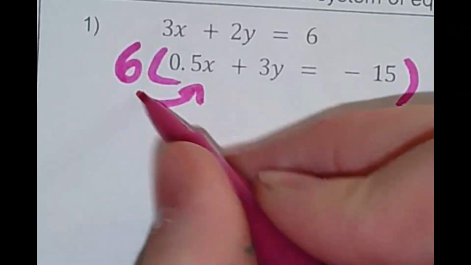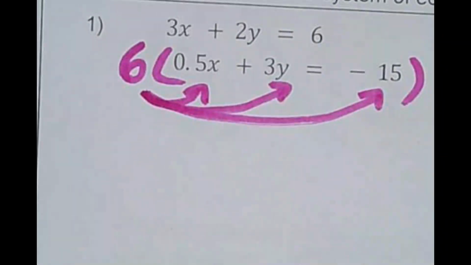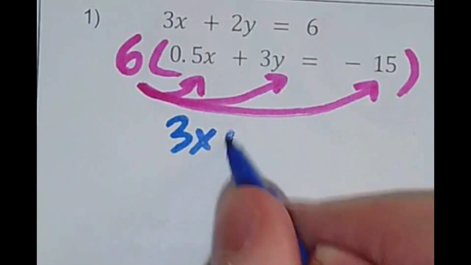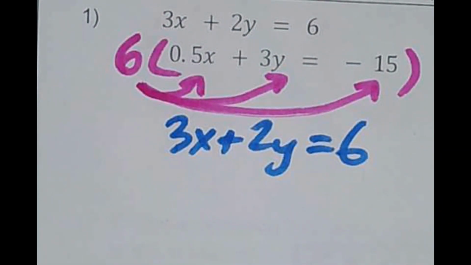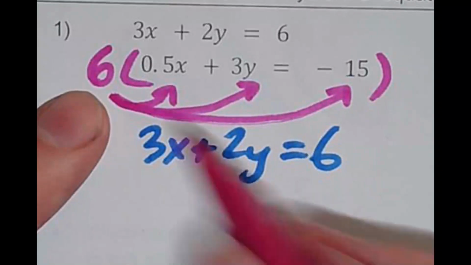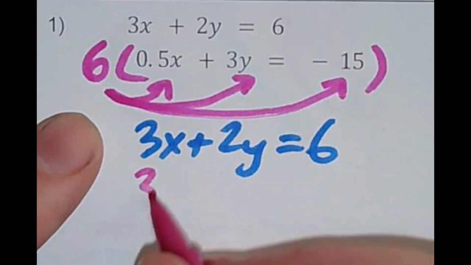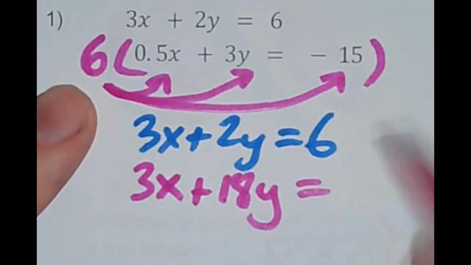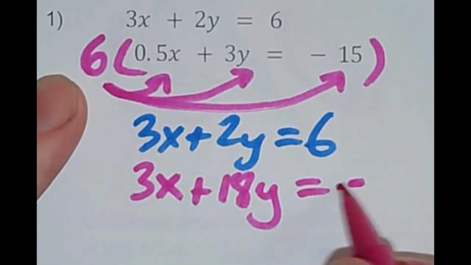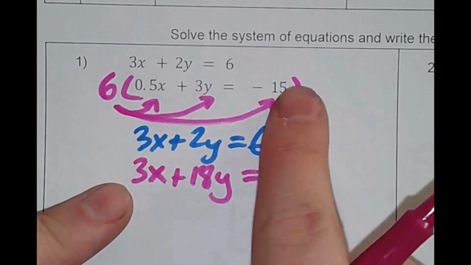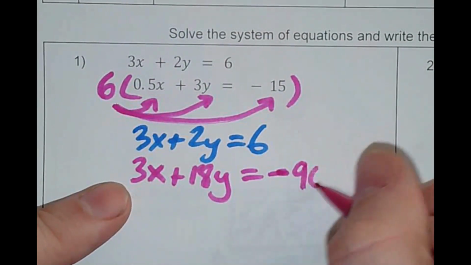Let's see what happens when we multiply the bottom by 6 and leave the top equation as it is. Okay, so really quickly, I'm going to write the top equation again below. 3x plus 2y equals 6. It's the same equation. But the bottom equation, I'm going to multiply everything by 6. So 6 times 0.5 is 3x. 6 times 3 is 18. And 6 times negative 15, don't forget that negative, because that negative is key to our problem here. 6 times negative 15 would be negative 90.